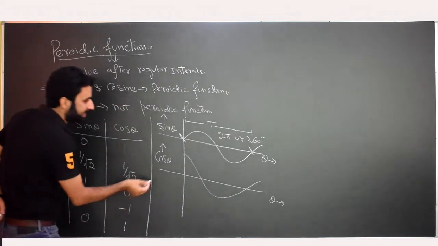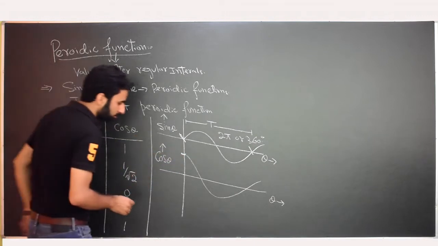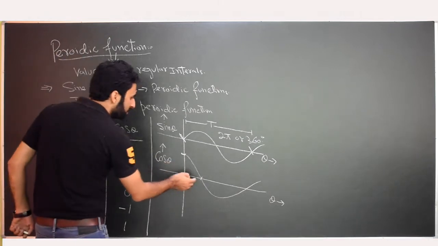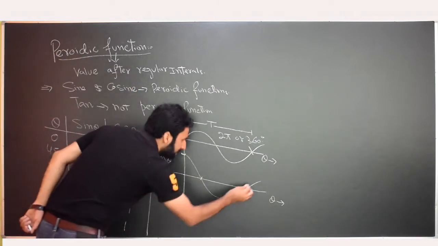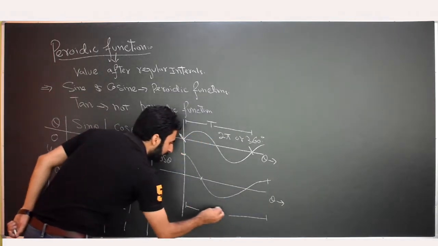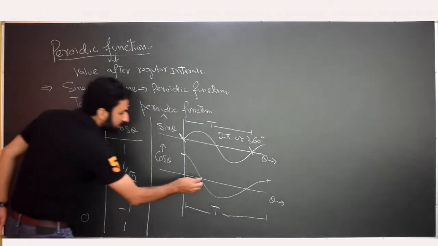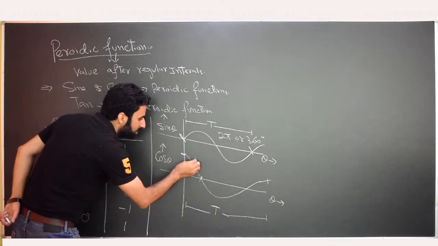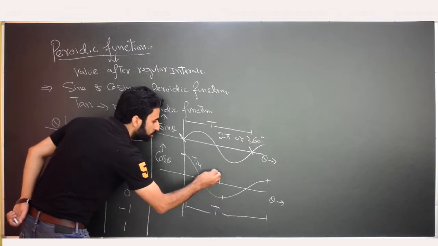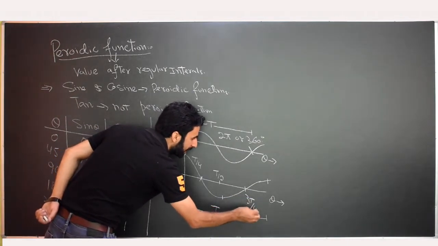In case of cosine theta, once theta is equal to 0, cosine of theta is equal to 1. And once theta comes out to be 90, cosine of theta comes out to be 0. So from here up to here, we call it a time period, because this is the time after which the motion repeats itself. This is 1/4 of a time period, T/4. This is half of the time period, T/2. This is 3T/4. And this will be the final T.